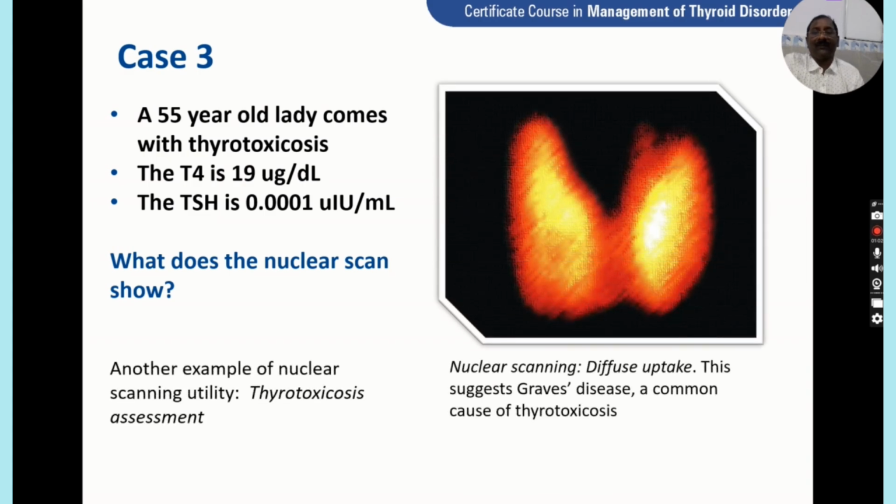See the nuclear scan. Diffuse uptake suggests Graves' disease, a common cause of thyrotoxicosis. Both lobes show uptake of the material. It is a diffuse enlargement, so most in favor of thyrotoxicosis, Graves' disease.